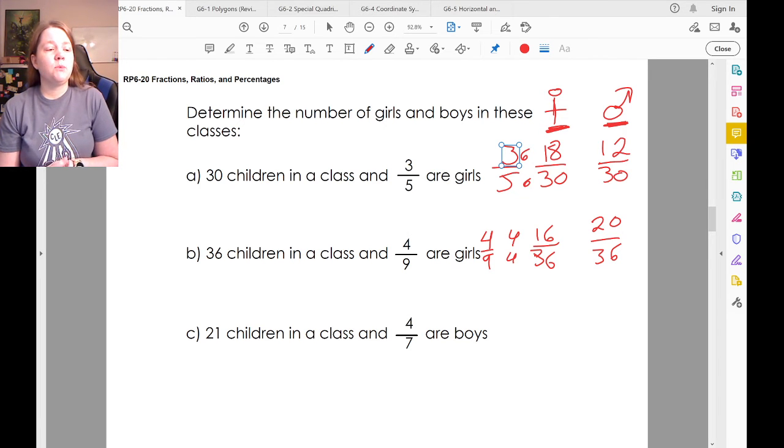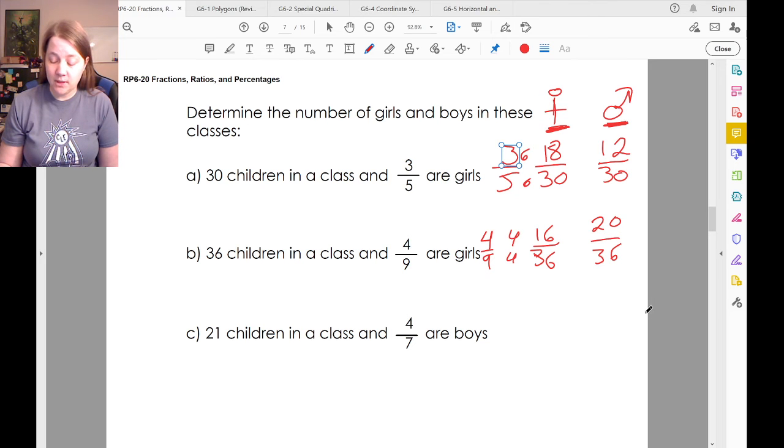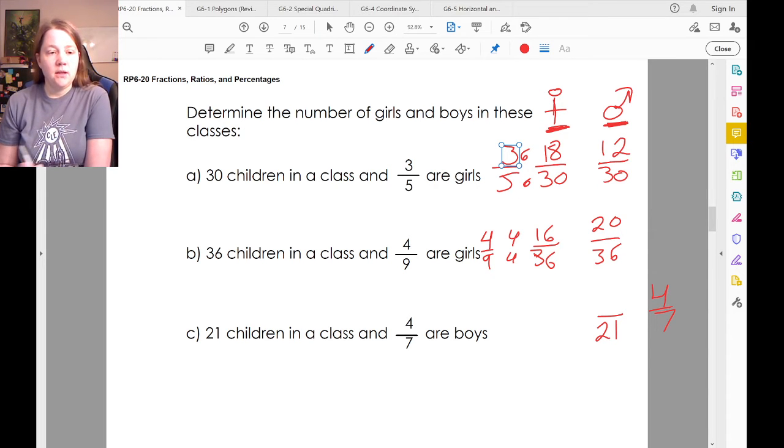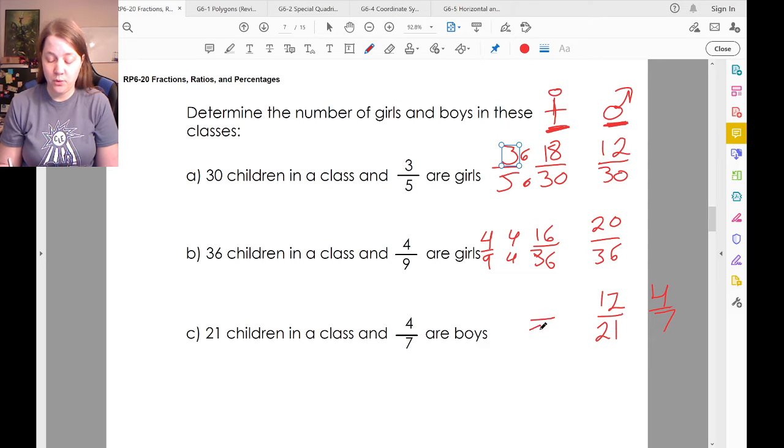If there are 21 children in a class and 4/7 of them are boys, remember, this means 4 boys for every 7 kids, and I want to know what happens if there's 21 students in the class. 7 times 3 is 21. 4 times 3 is 12. So there are 12 boys in the class of 21.